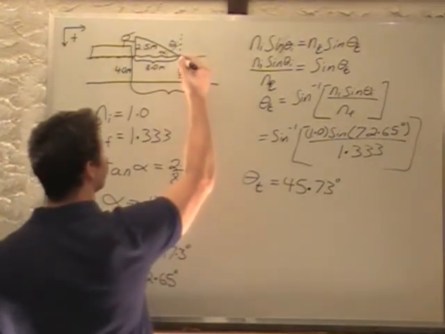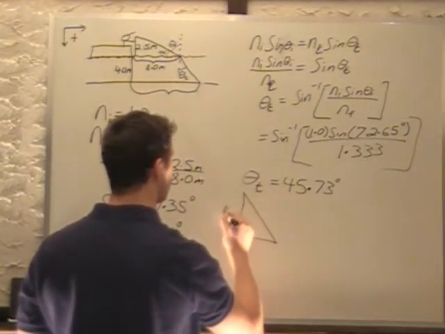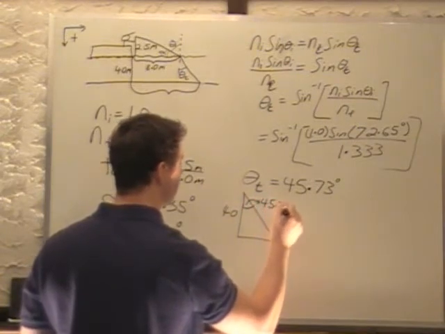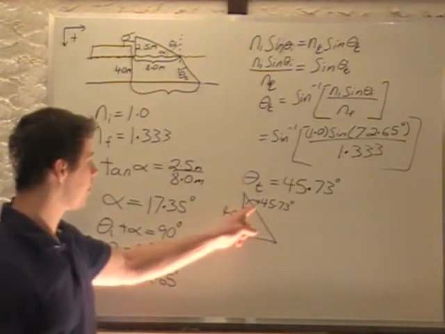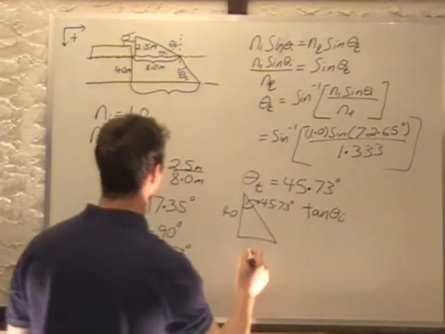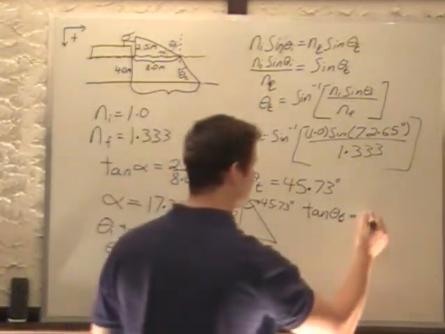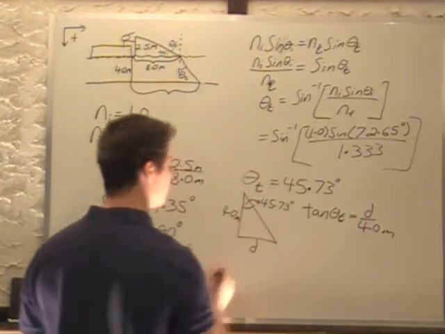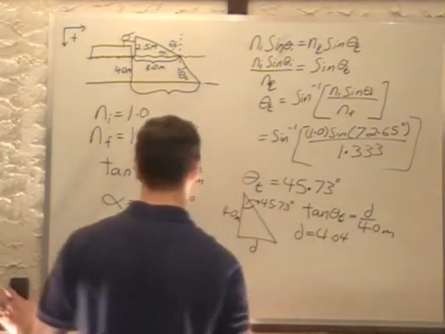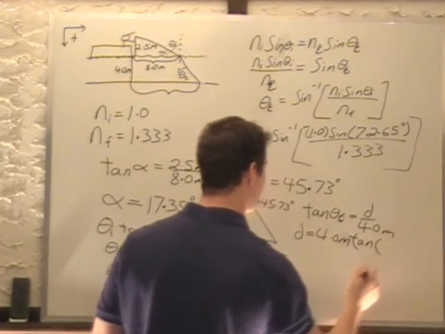We know that this depth right here from top to bottom is 4. So we know that part of the triangle. So why don't I just write this triangle out here. We know that this is 4.0. We know that this theta is 45.73. Okay? So we can say tan of theta is equal to this opposite over adjacent. So I say tan theta t. I'm just going to call this d. Tan theta t equals d over 4.0. And that's meters. Okay, so again we want to find d, so d equals 4.0 meters times tan of 45.73 degrees.